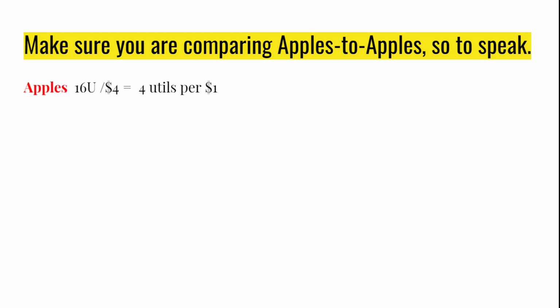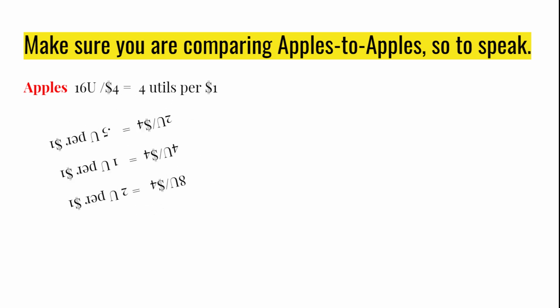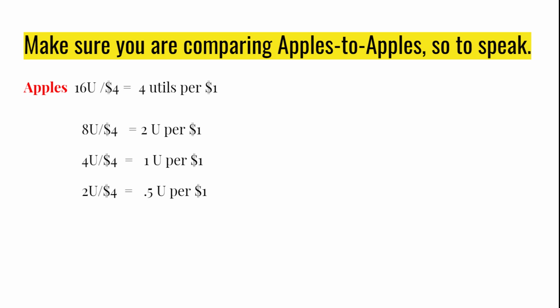Let's begin with the apples. You get 16 utils for those $4. That means when you buy the first bag of 20 apples, you're getting 4 utils for $1. This is where we can keep track of the diminishing returns rather easily. If we're getting half of the utils for the second bag of 20 apples, again for the same $4, that means we're only getting 8 utils for that $4. That means that we're only getting 2 utils per dollar for the second round of apples.